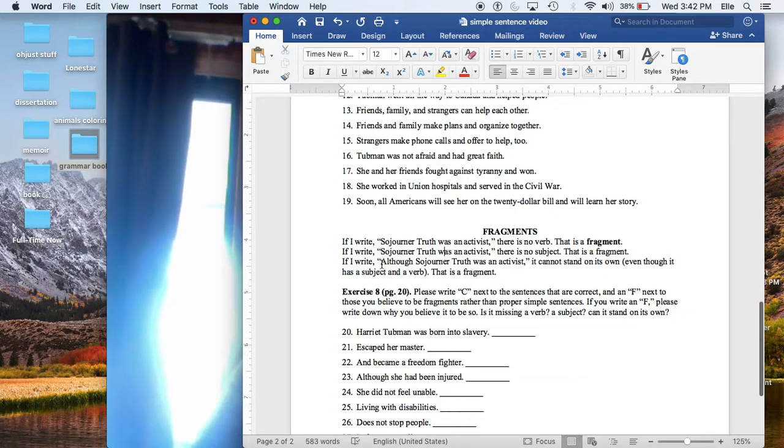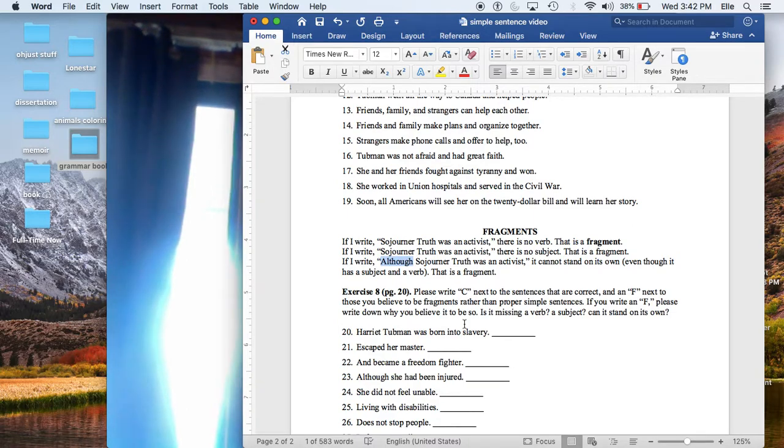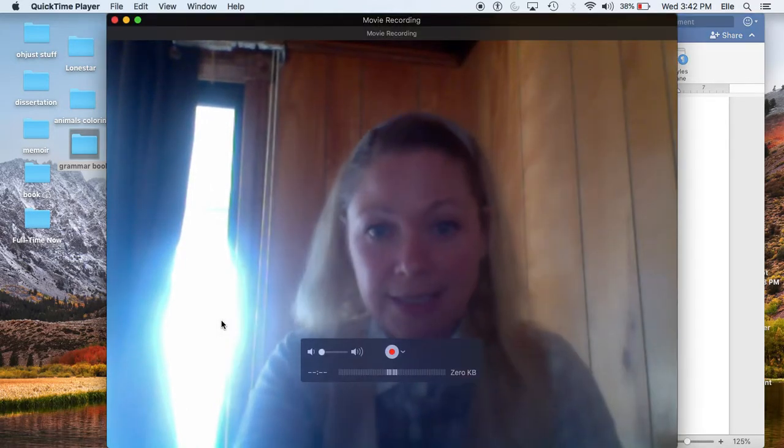If I write, although Sojourner Truth was an activist, we have the verb was, who or what was an activist, and Sojourner Truth is the subject. So we know we're looking at a clause. Now we have to say what kind of clause. Is it independent or dependent? Well, it begins with although, and so it is a dependent clause, which is a fragment because it can't stand on its own. So a fragment can never be a simple sentence, okay?